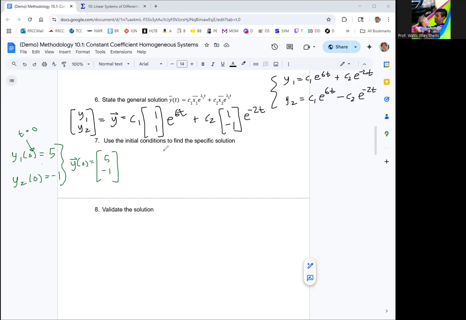So for y1, we get 5 equals c1, and then these exponentials are all e to the 0, which is 1, so they all just disappear. And then the second equation, we get c1 minus c2. So we get a little system here to solve and find c1 and c2. It's set up for the addition method, where c2 minus c2 is 0, and so we can get c1 equals 2. And then c1 plus c2 is 5.